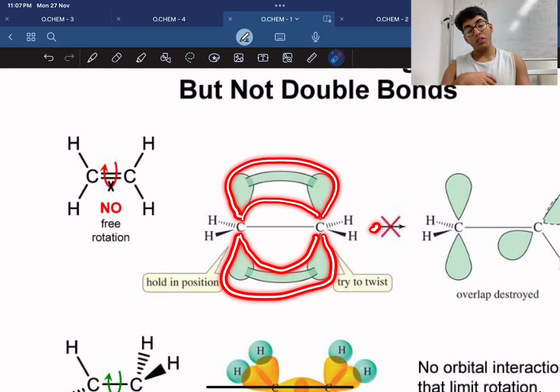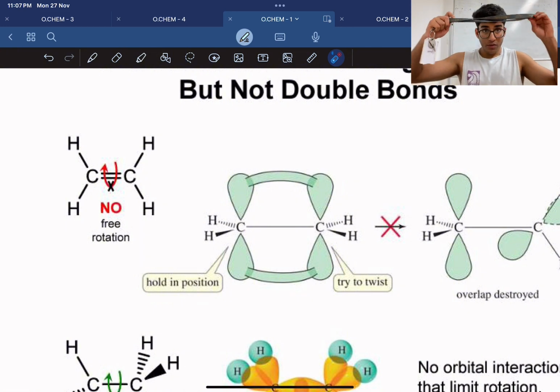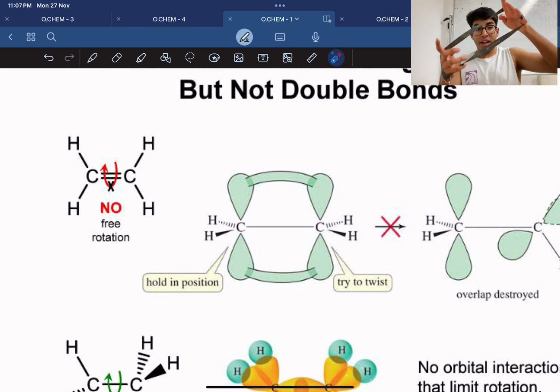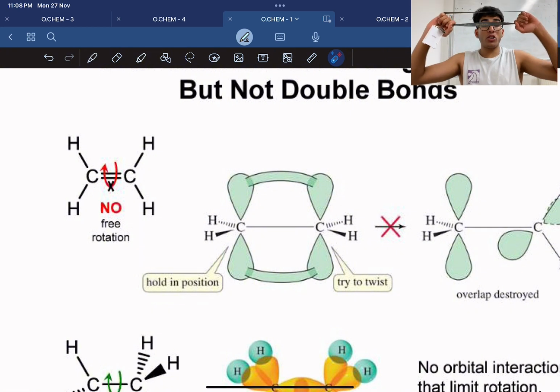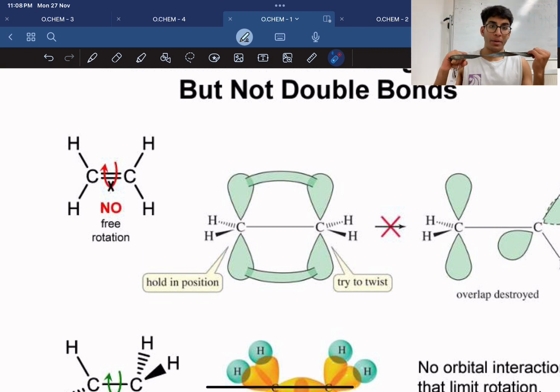So the fact that they're fused locks them, basically like a lock. Let me try to make this as the example. See this? You could spin this. It's a single bond. But let's say I have a double bond. If I were to spin this from one side only, of course I could spin the whole thing around, but from one side only, check this out. See how it knots up? You don't want that happening, okay?